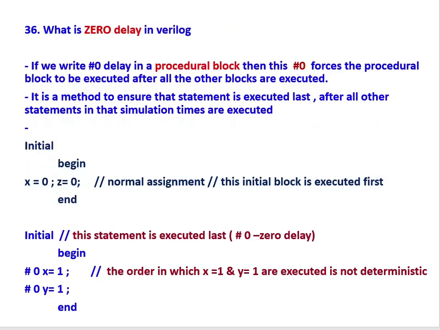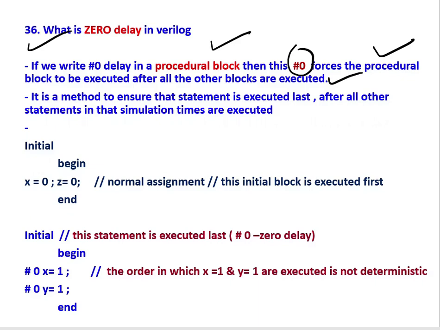What is zero delay in Verilog? If we write #0, then this is called zero delay. It is used in a procedural block, and if we write #0, it forces the procedural block to be executed after all other blocks are executed. So this is the example.